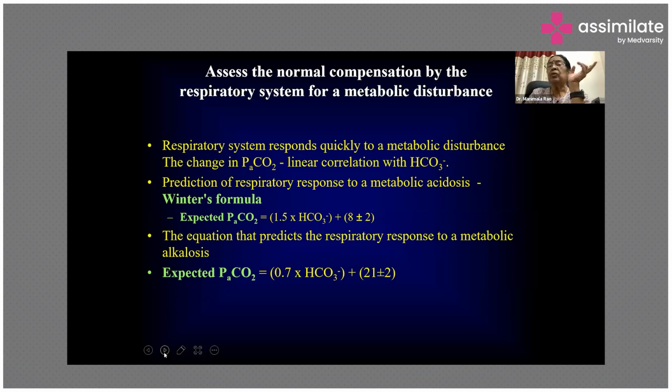And I told you 4 formulas for respiratory acidosis, acute and chronic, and respiratory alkalosis, acute and chronic. So these are the 6 formulas which you have to learn in order to read your ABG correctly. That is a must. Once you do it 2 or 3 times, it just sits in your head. Okay, next.